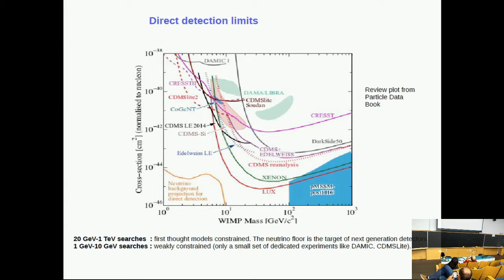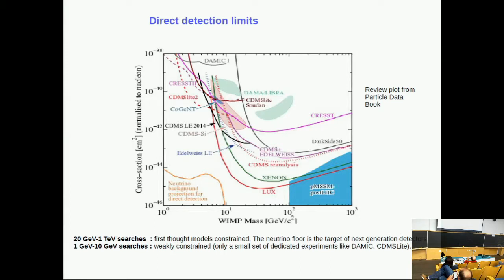And you can see, first of all, what is the situation between 20 GeV and 1 TeV in WIMP searches. In reality, the first hot models have been constrained quite long ago by the Xenon collaboration, and there is still room for some models. But I think the neutrino floor is the main target of the next generation of experiments.